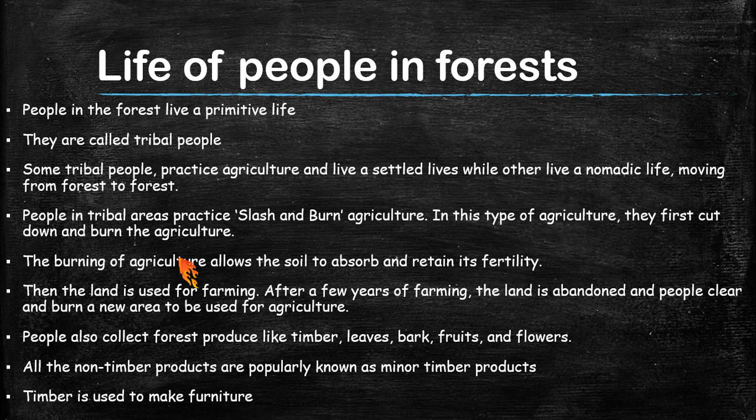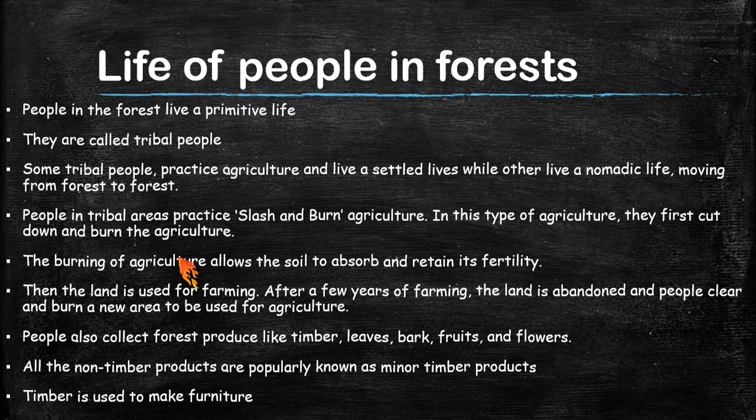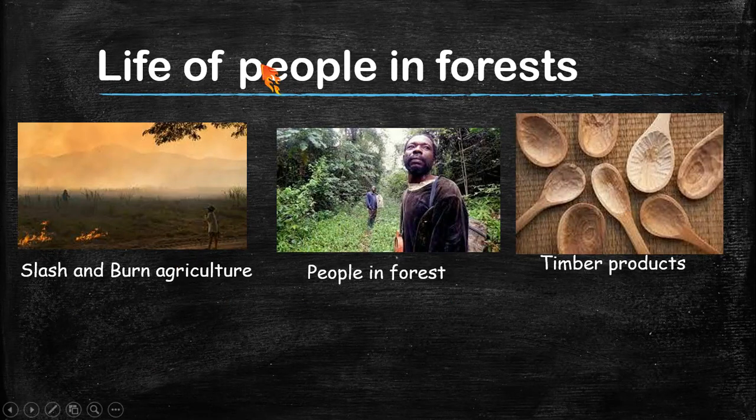People also collect forest produce like timber, leaves, bark, fruits, and flowers. All the non-timber products are popularly known as minor forest products. Timber products are also used to make furniture. This is slash and burn agriculture, and these are the people who live in forest, and these are timber products.